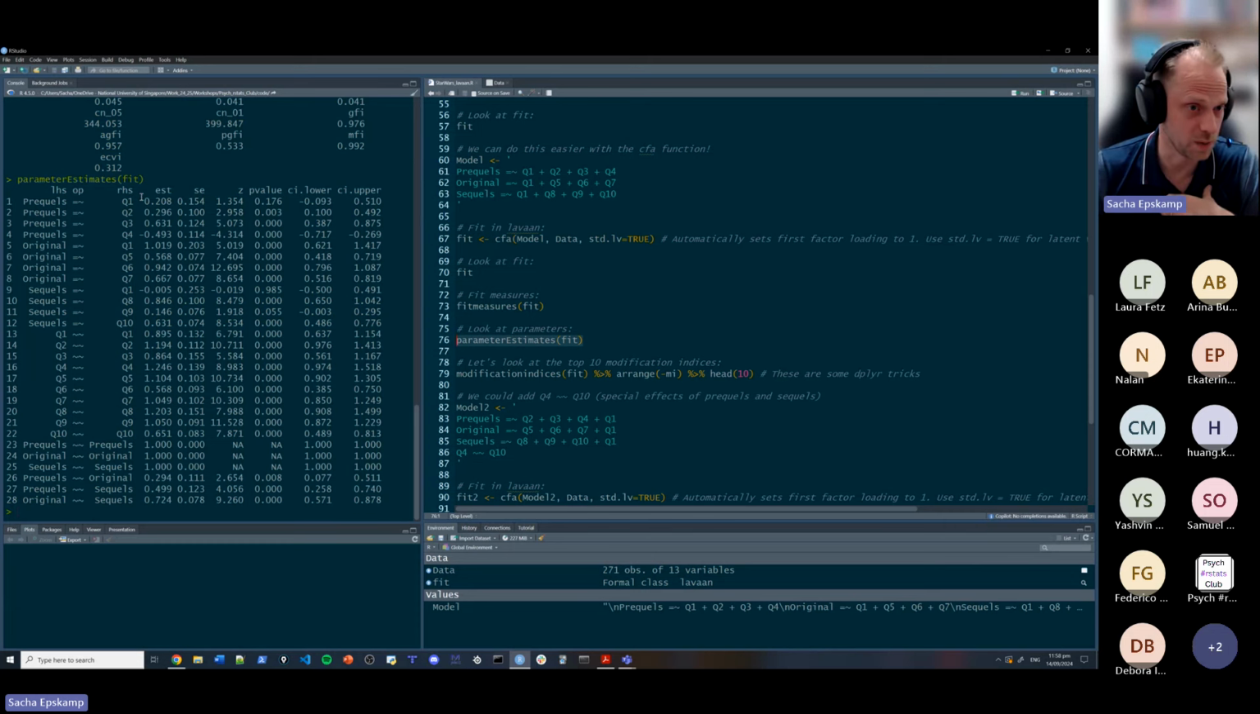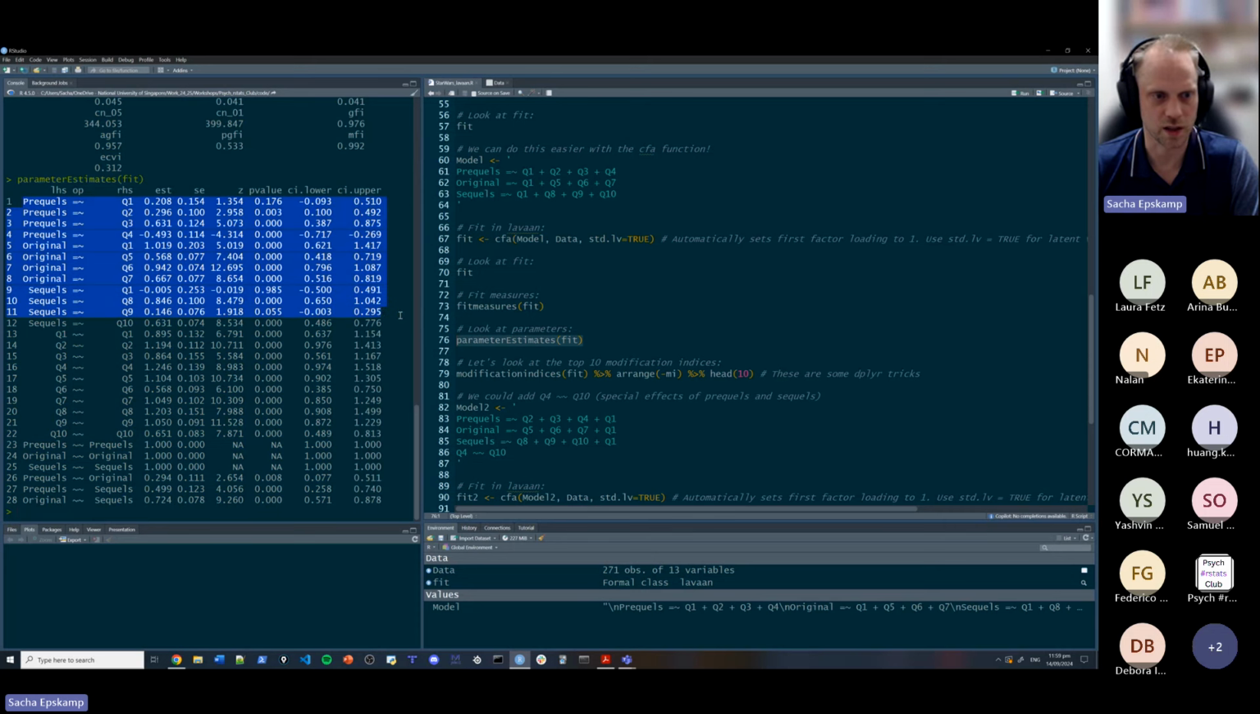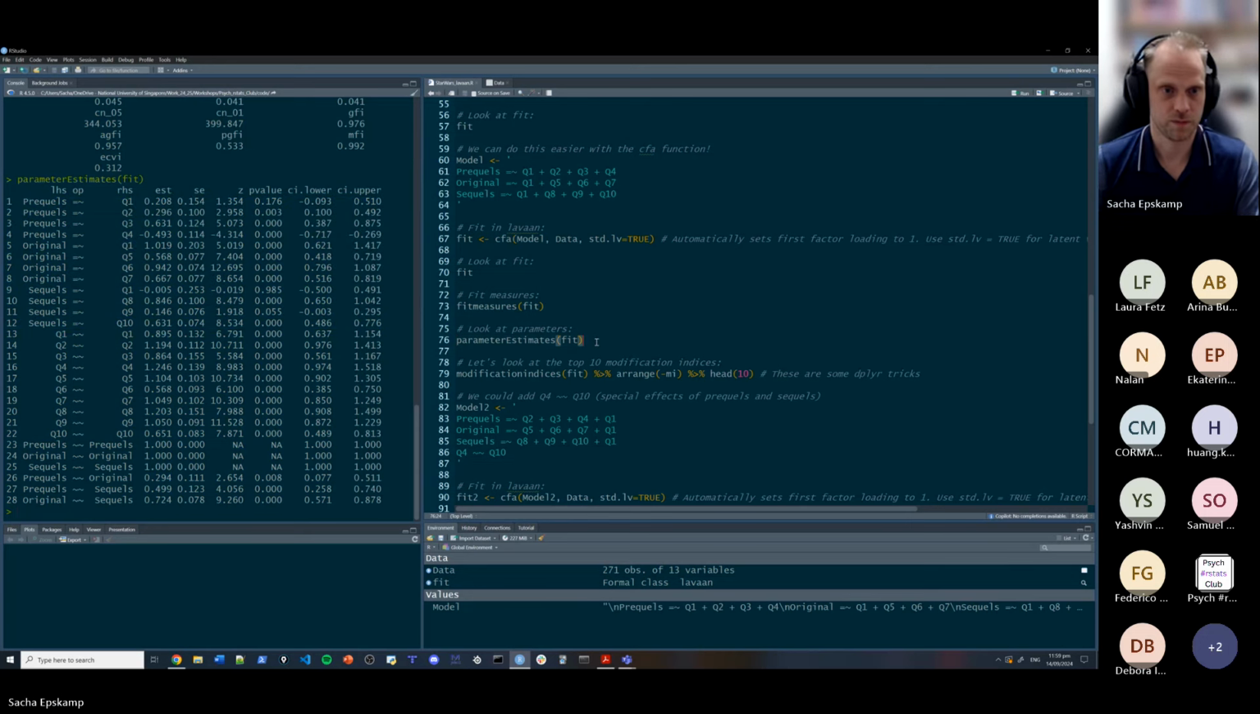The one thing I see here, for example, is that this first vector loading was not really significant for the prequels or for the sequels. So that's this item, I'm a huge Star Wars fan. It was only really significant for the original trilogy, which is quite interesting. So that item, I'm a huge Star Wars fan, really only measures if you're a huge Star Wars fan of the original trilogy. These are the residual variances. They're not that interesting. The main thing you're interested in here are these vector loadings, to see what are the good indicators, and these covariances.